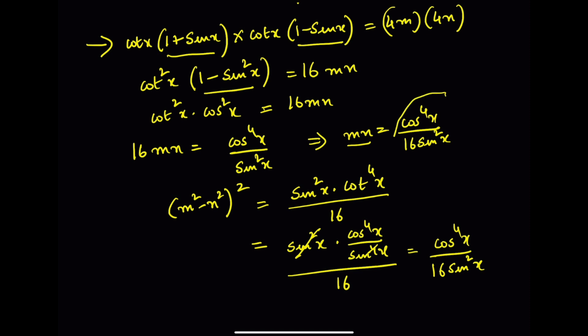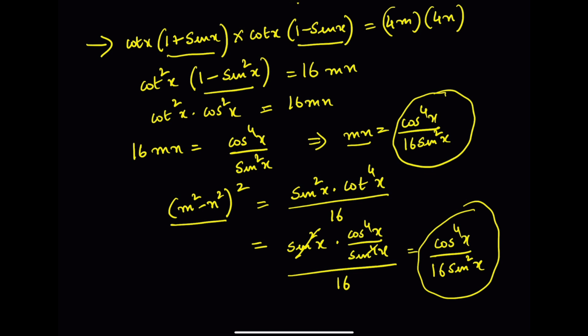So mn and (m square minus n square) the whole square, these both are equal. So this is how we can prove the second problem.